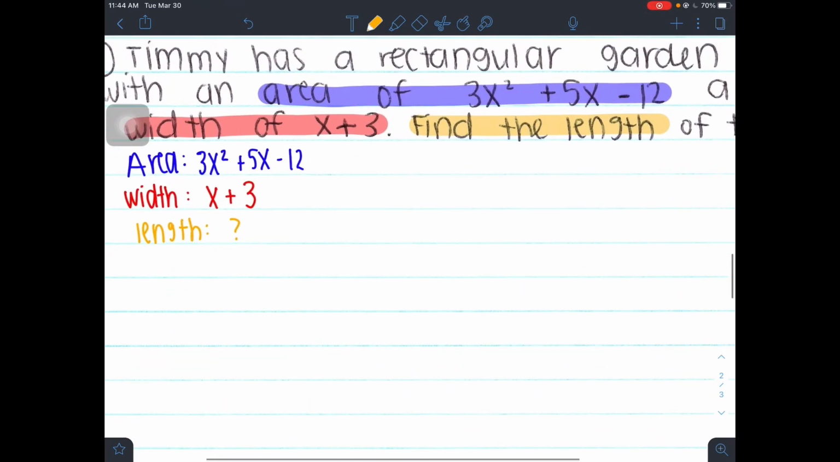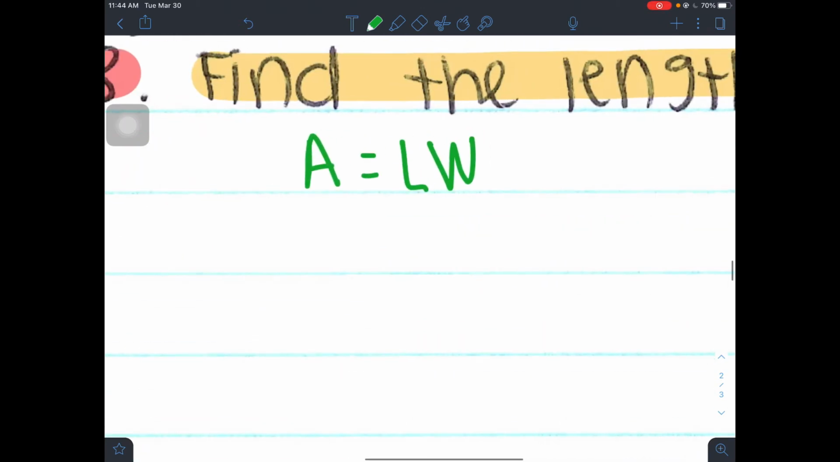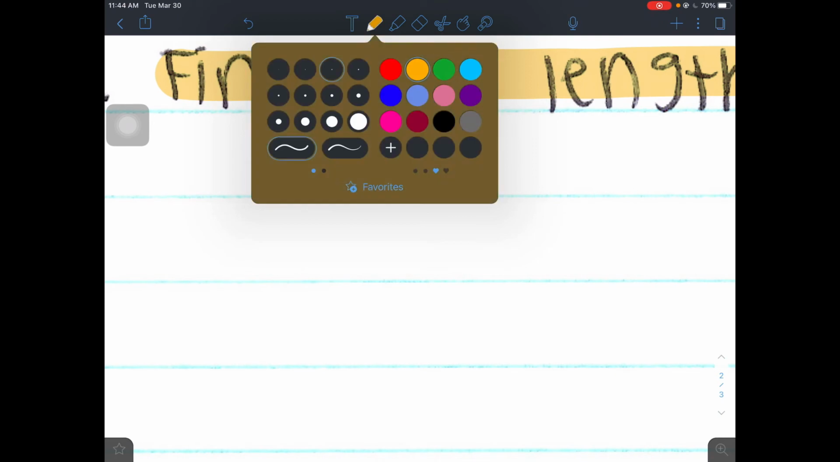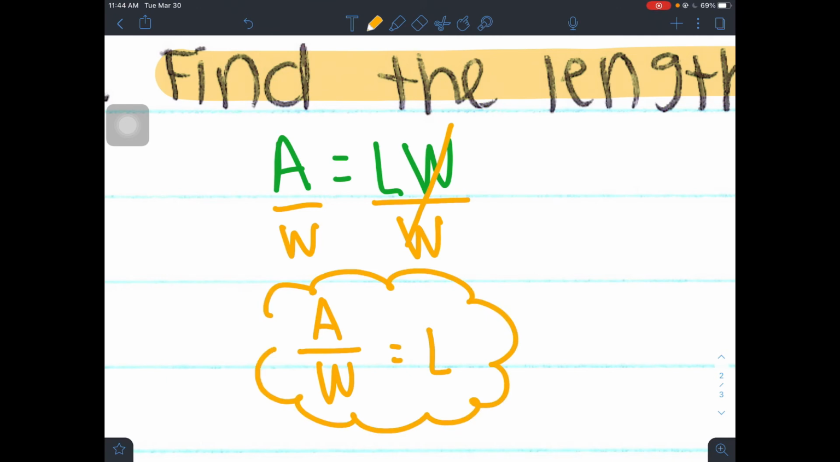Well, I do know something. How do I find the area of a rectangle? Well, the area of a rectangle is length times width, right? A equals LW, length times width. Well, they want us to find the length. They want us to get L by itself. So how do I find the length? Well, to get L by itself, how would I get rid of that W? I would divide W out from both sides. So I have A over W equals L. That's the formula we want to use here.